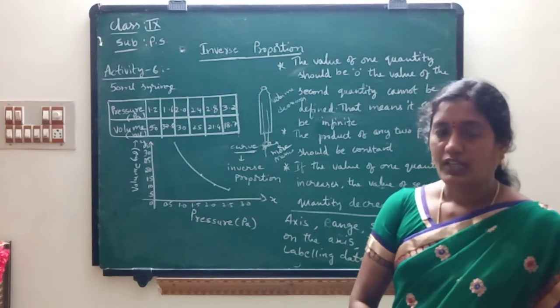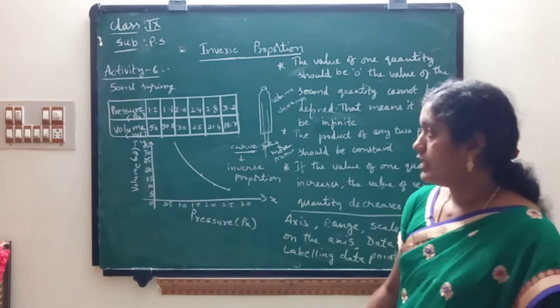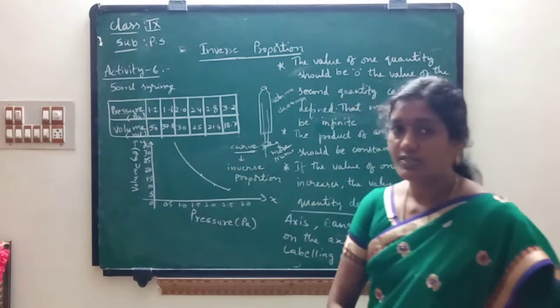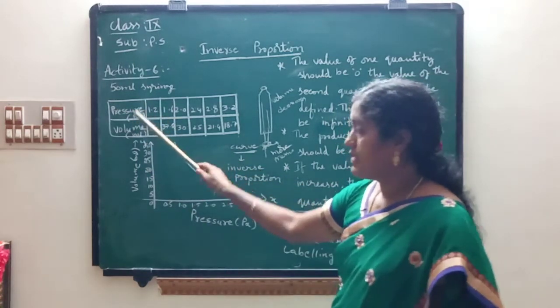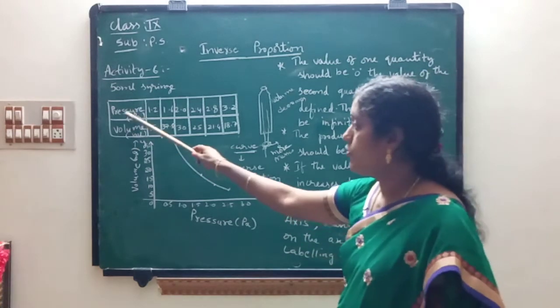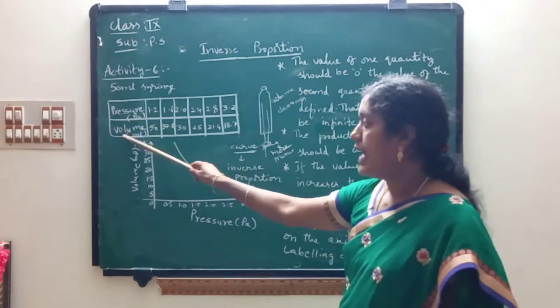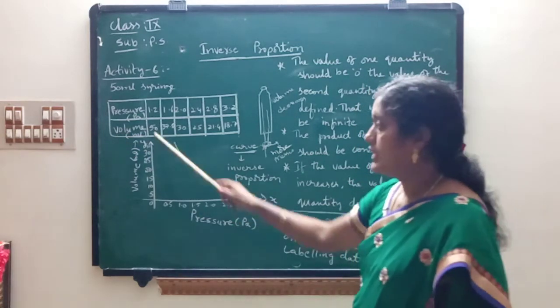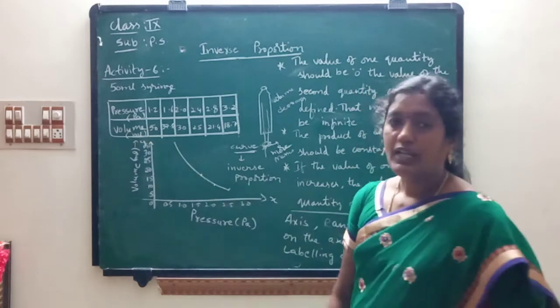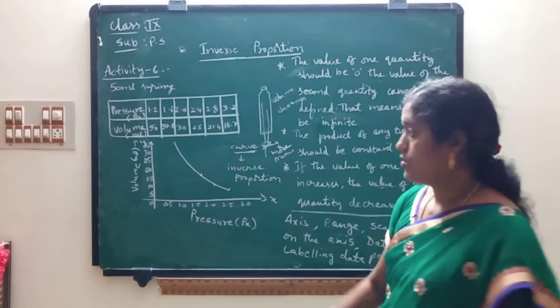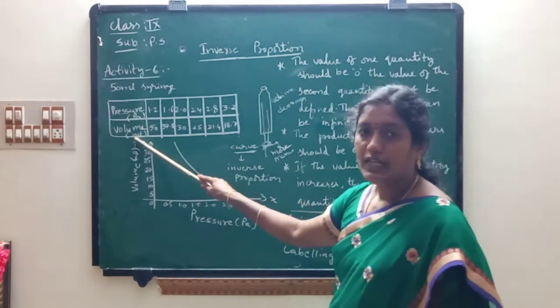Okay children, here I will explain with the help of this table. The first quantity is pressure. Pressure is measured in Pascal. I told you in the previous classes the unit of pressure is Pascal. And what is the second one we have to take here? Volume. Volume is measured in milliliters. So the unit of volume is milliliters.